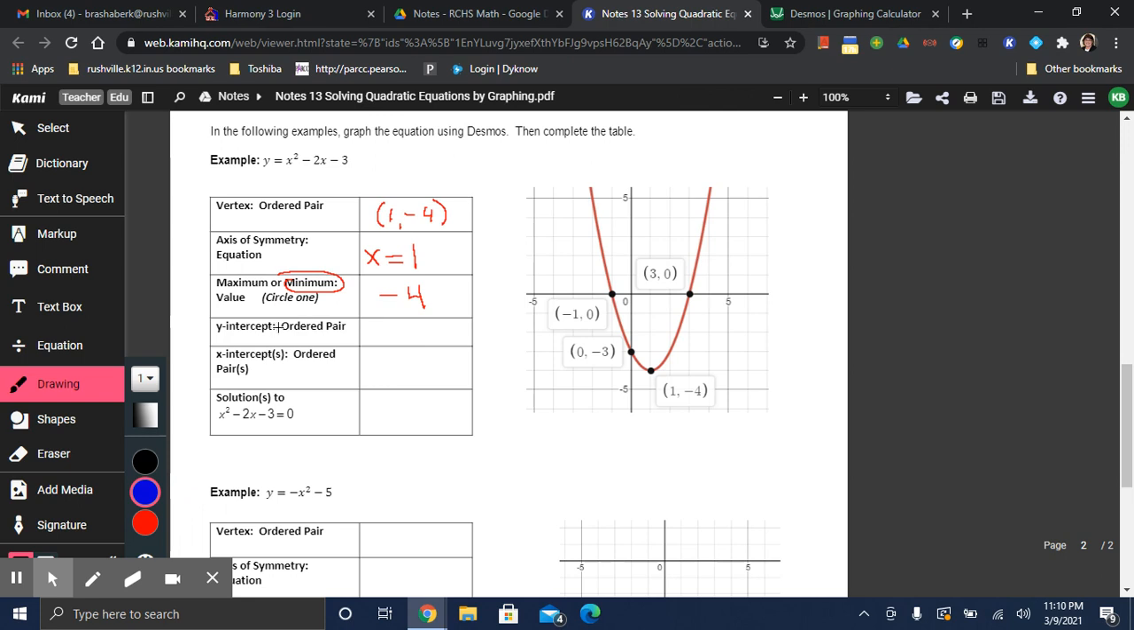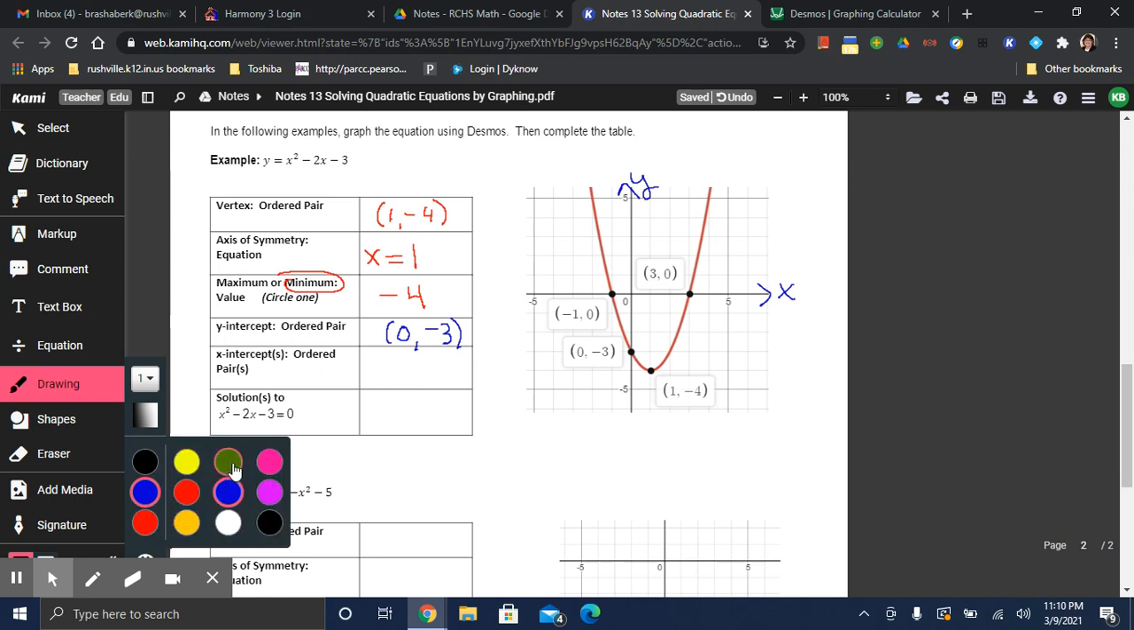Then you're to give the y-intercept. Now, let's label again. This is the y-axis. This is the x-axis. You'll see that, again, you're not graphing these, so you'll have to find this point from Desmos. And so a y-intercept is an ordered pair. 0 is in the place of the x, and then whatever we get for y, which in this one is -3. So there's what the y-intercept is.